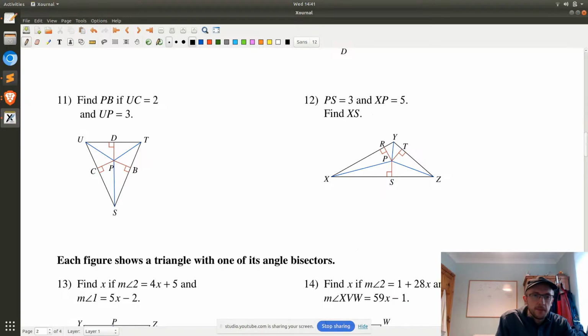Find PB if UC is 2 and UP is 3. So 3 squared take 2 squared is 5. So root 5 there, which is about 2.24.